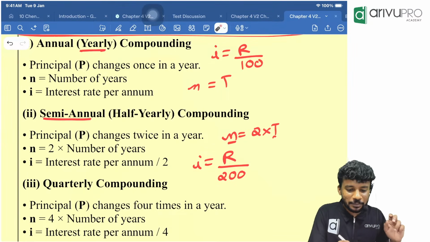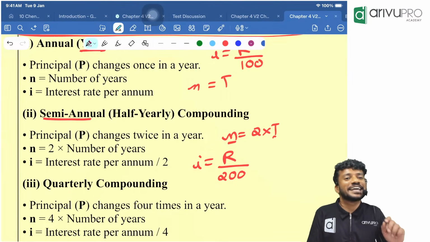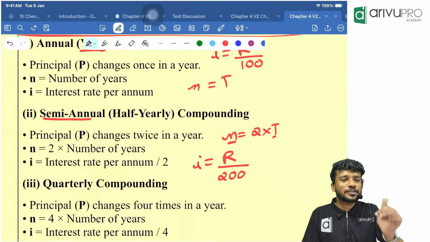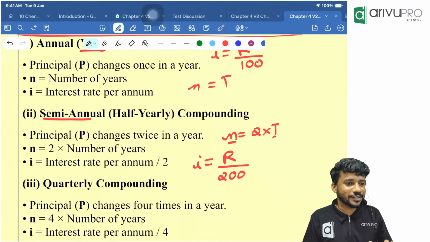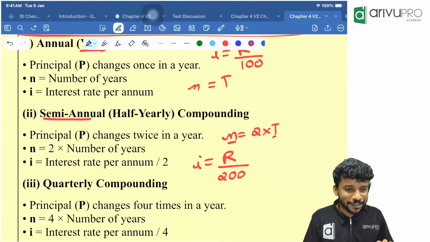Early people came early and left early. Yes. Okay, R divided by 200. Okay. Done now? Hello. Yes.